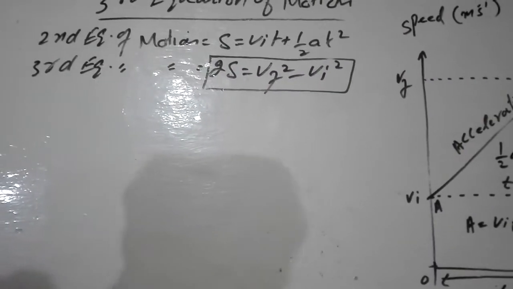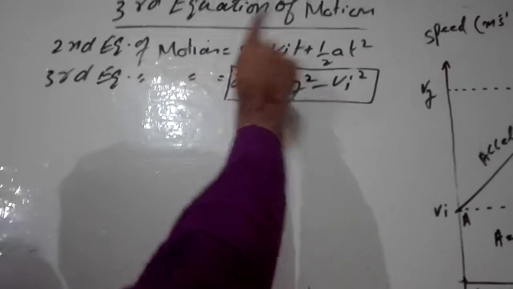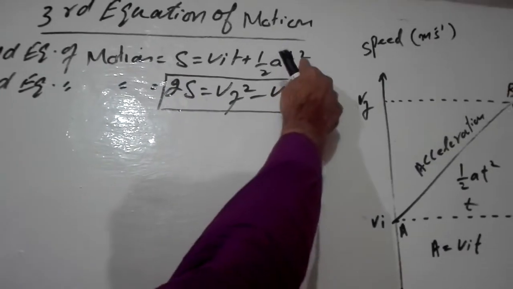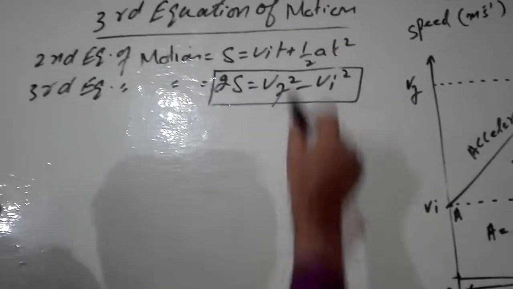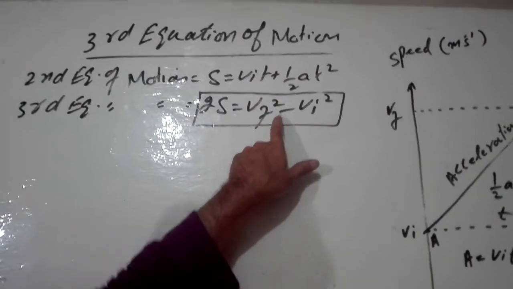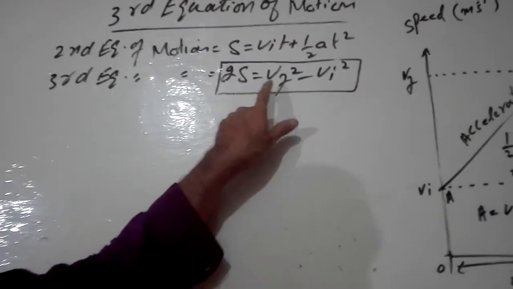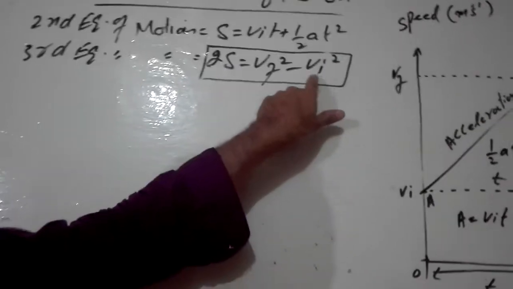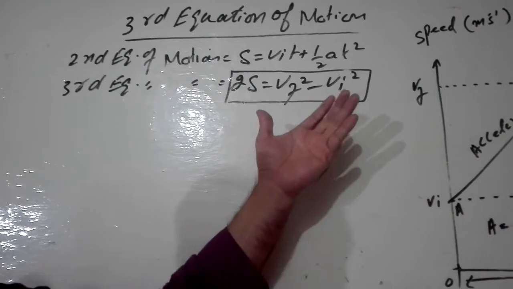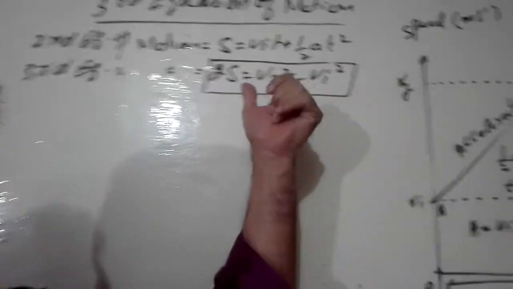Notice the difference between these two equations. The second equation is also for distance, the third equation is also for distance, but the difference is that in the second equation of motion there is a time. Notice, t is there in the second equation of motion, but there is no mention of time in the third equation of motion. Notice, s is distance, Vf is the final value of velocity, Vi is the initial value of velocity. So there is no mention of time here. It means you have to prove this equation in such a manner that you eliminate the time.